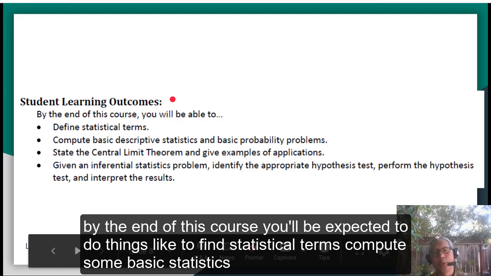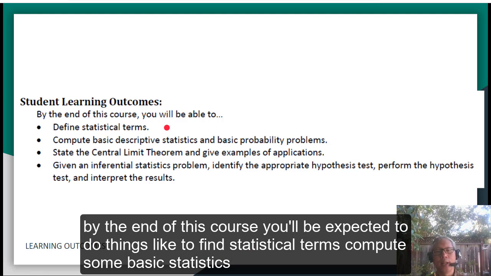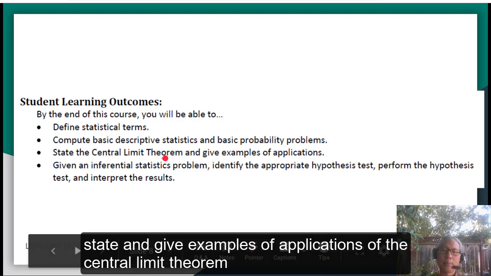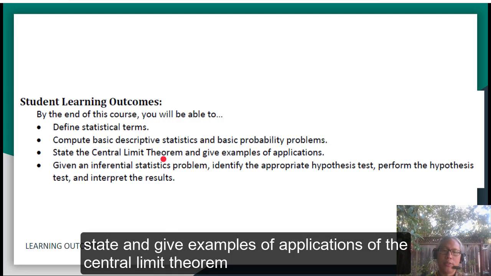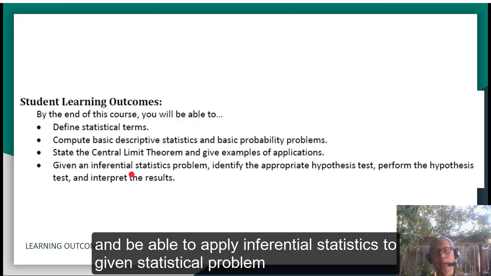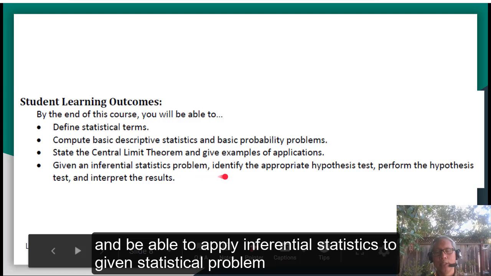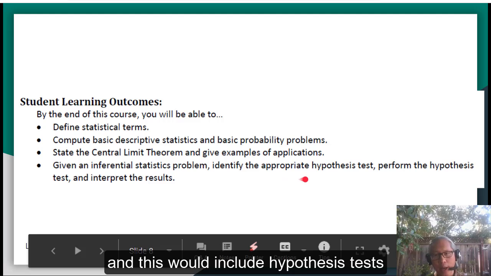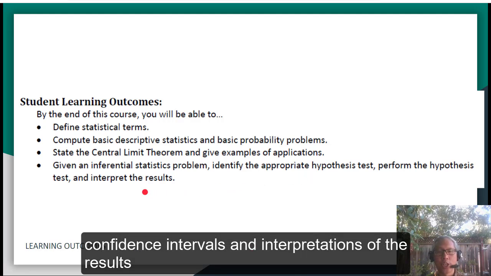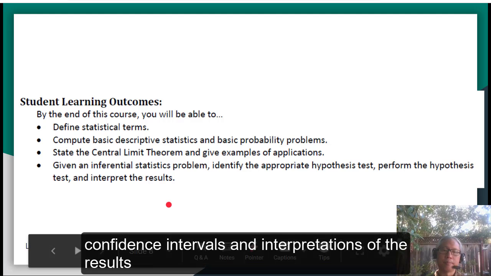By the end of this course, you will be expected to do things like define statistical terms, compute some basic statistics, compute some basic probability problems, state and give examples and applications of the central limit theorem, and be able to apply inferential statistics to a given statistical problem. This would include hypothesis tests, confidence intervals, and the interpretations of the results.